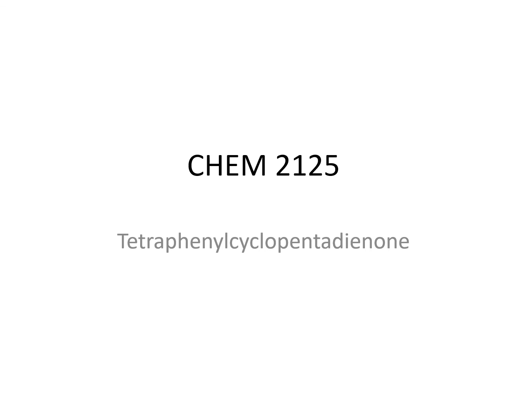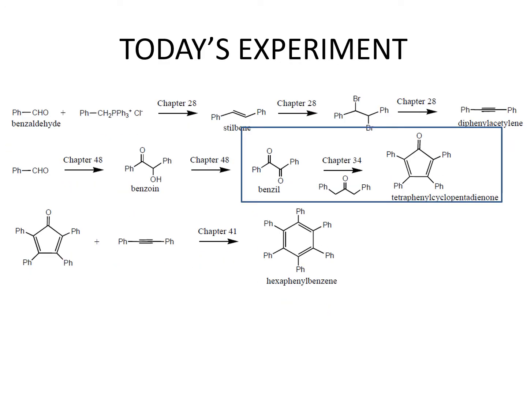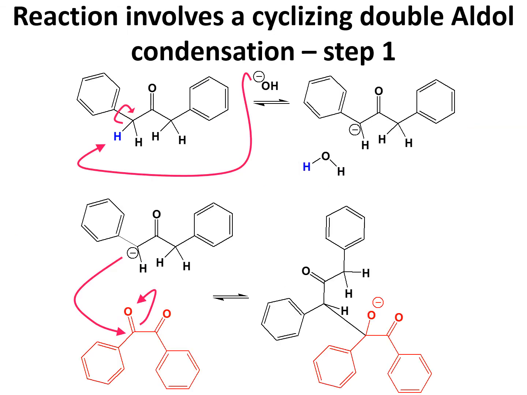Hello, today we'll be working with the synthesis of tetraphenylcyclopentadienone. This corresponds to the reaction in chapter 34 of your book. We're going to be using previously synthesized benzil and dibenzyl ketone. Here we will show the mechanism of the reaction.